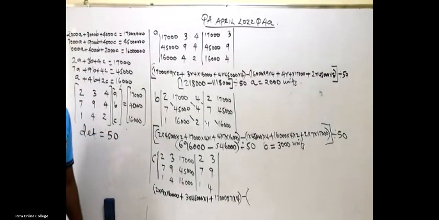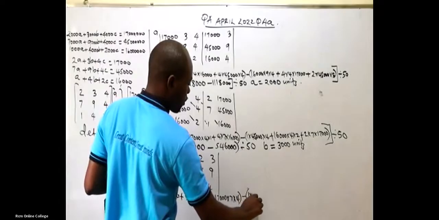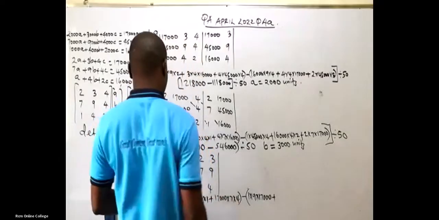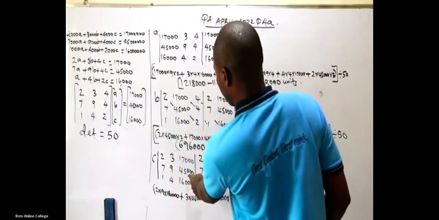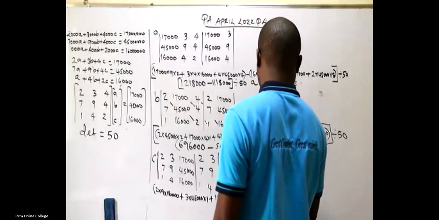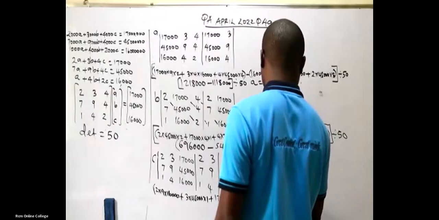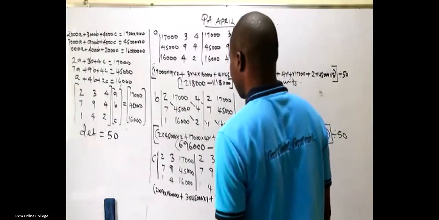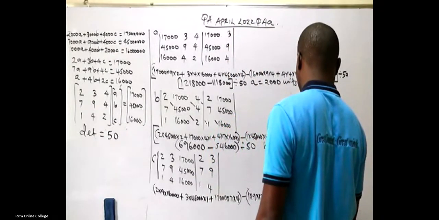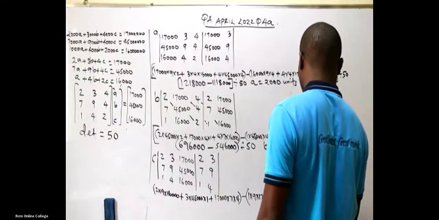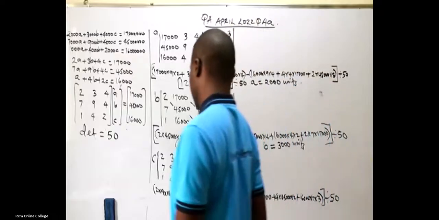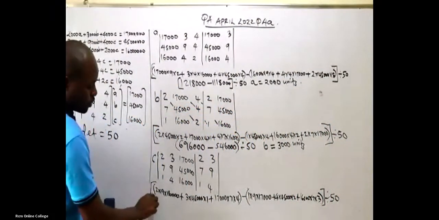1 times 9 times 17,000 plus 4 times 45,000 times 2 plus 16,000 times 7 times 3. All that put together, the whole of it, we divide by the determinant, which happens to be 50.